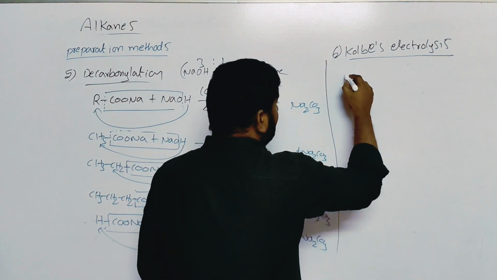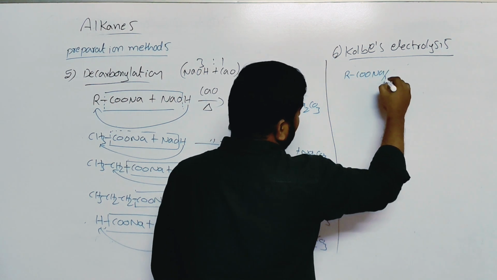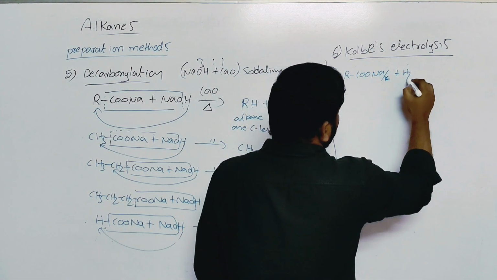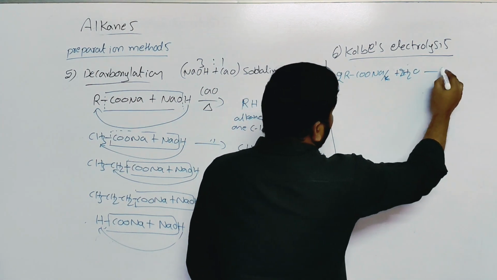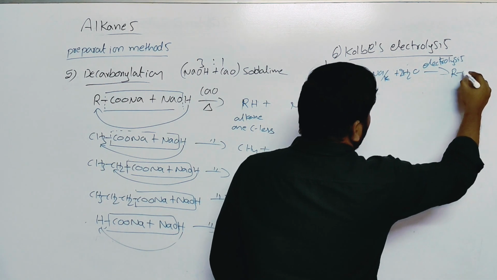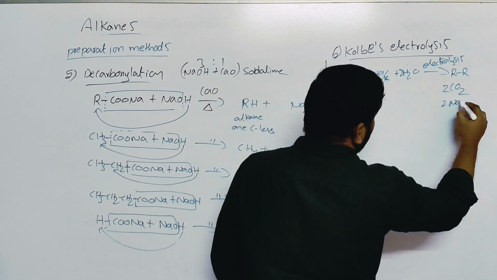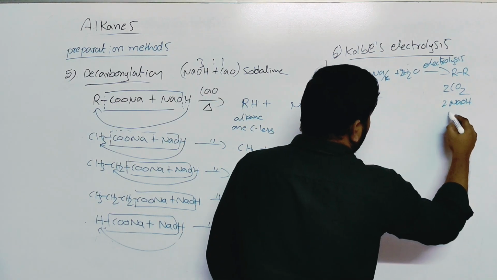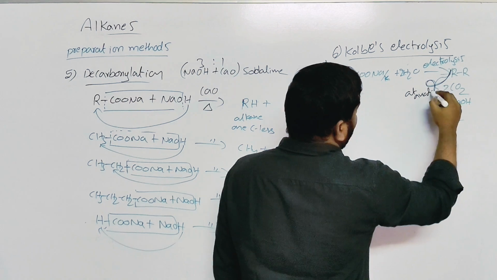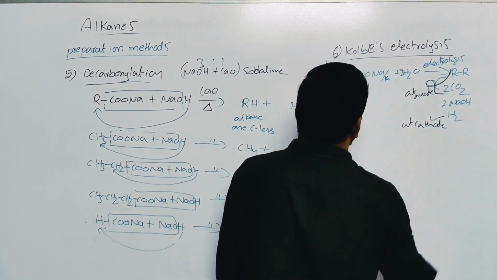Here also you can take the salt of acid, the sodium salt of carboxylic acid or potassium salt of carboxylic acid. Any salt you can take. This salt is subjected to electrolysis. Alkane will come, CO2 will come, 2 moles of CO2 and 2 moles of NaOH and H2 will come. These two you get at the anode and this one you get at the cathode.